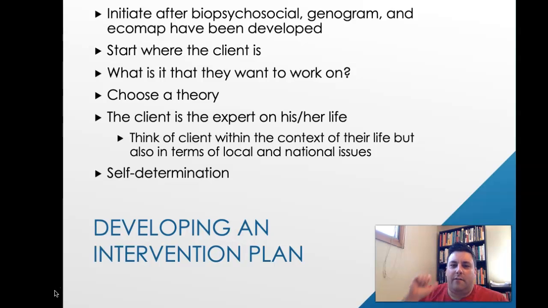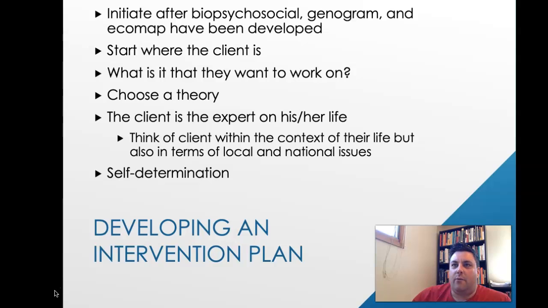So intervention happens after you've done the engagement and the assessment. You're identifying what the client wants to work on. You have a theory that explains something about the world and incorporates what the client wants to work on. Social work is known as a "with" discipline as opposed to a "to" discipline. We work with clients as opposed to transmitting information to them. The client is really the expert, and we're simply along for the ride, but we're there to provide support.